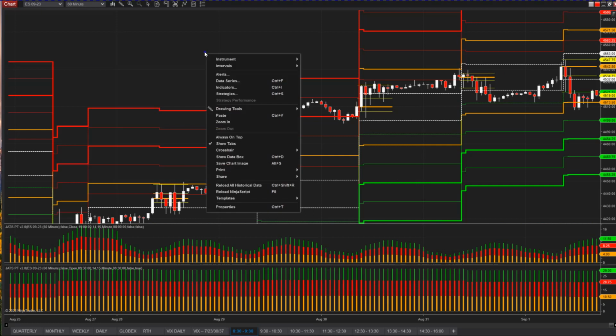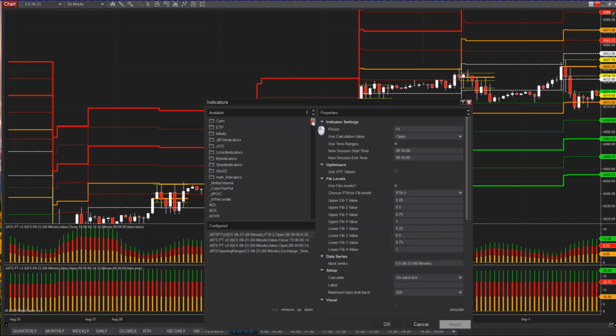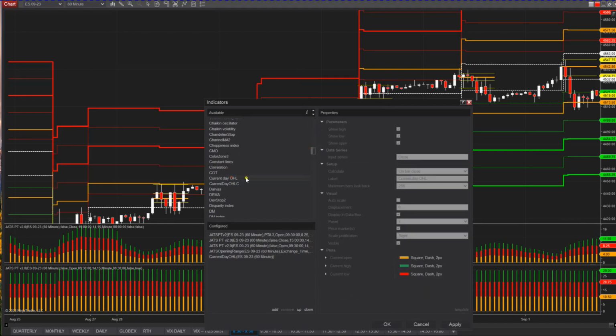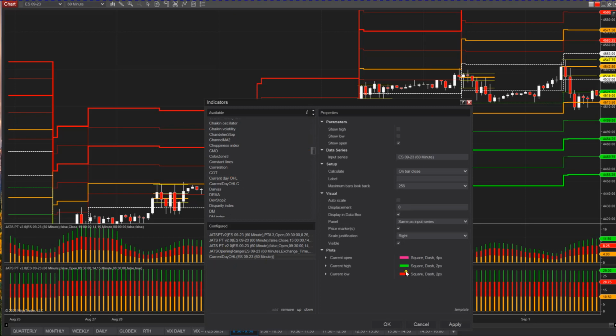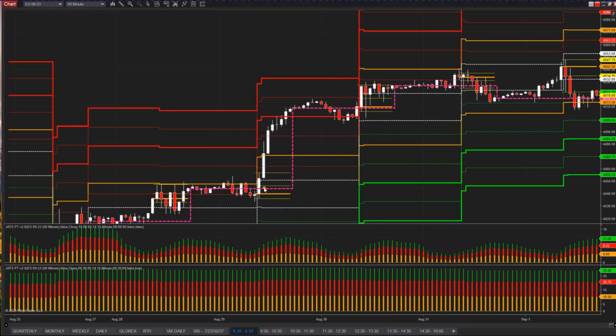Then I want to add another indicator here. I want to put the prior day open, or the Globex open, 1700. So that's called the current day open high low. And I'm just printing the open. I don't want the high or the low. But you could show the high or low if you would like. And then you have an idea of the difference between that opening range and a potential target to trade to.